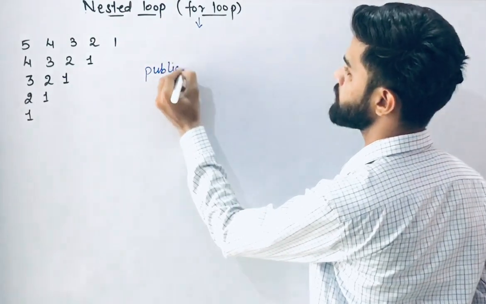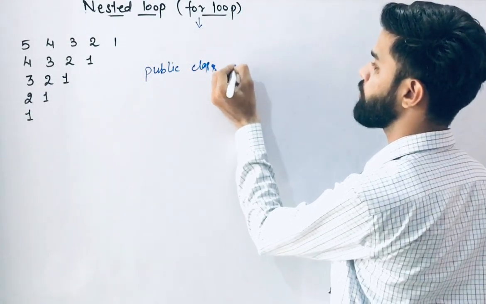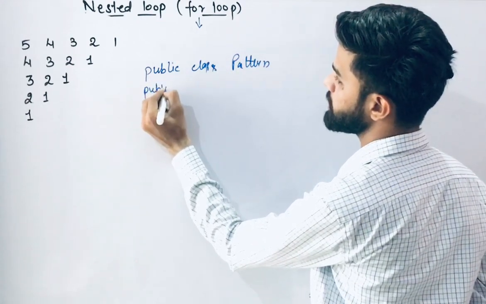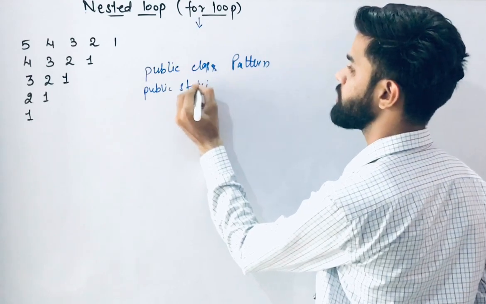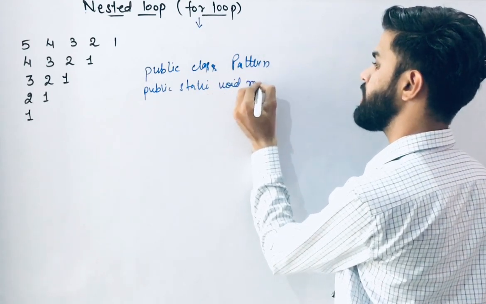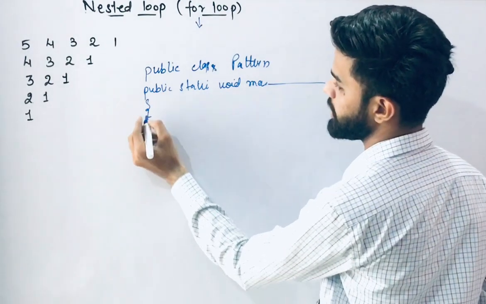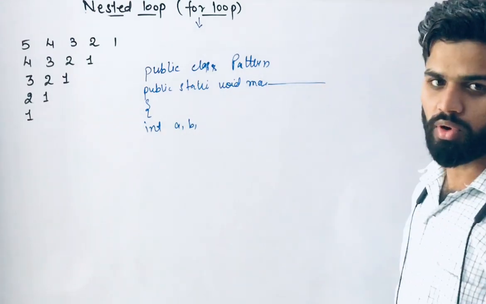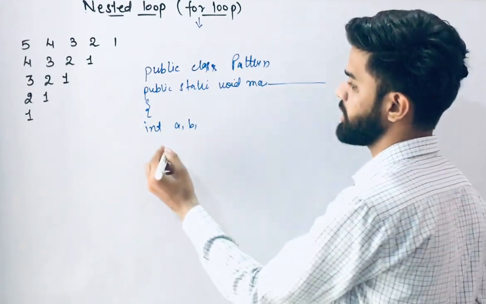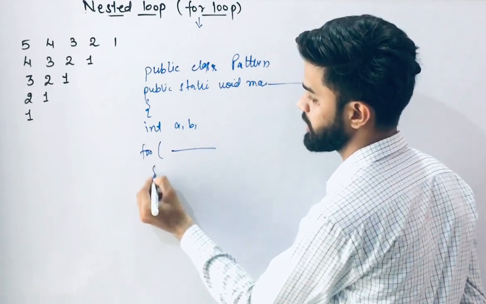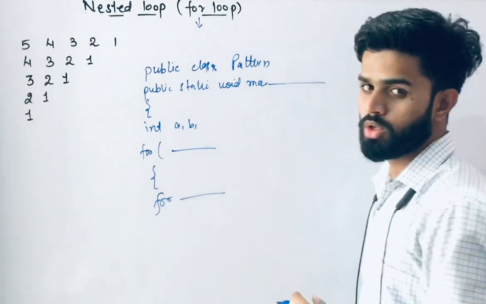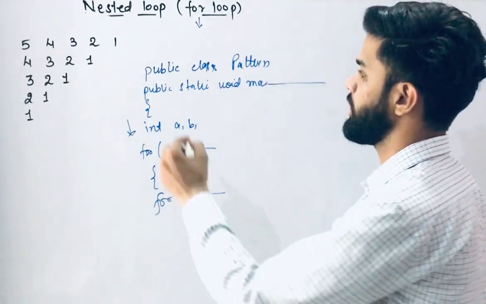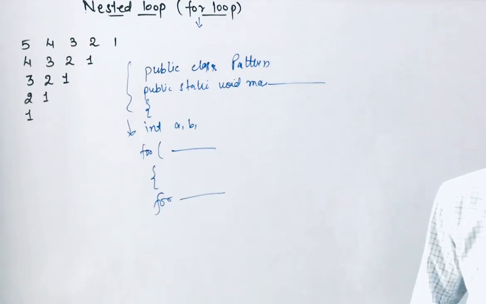Public class, and the name of our class is, suppose, Pattern, and then public static void main with the string arguments. Then int a, b, whatever variables we want we can initialize here. Then we will start from here, like for i equal to something, and then for whatever we want. In the rest of the programs, we will start from here. We don't need to write these things again because it takes our time.